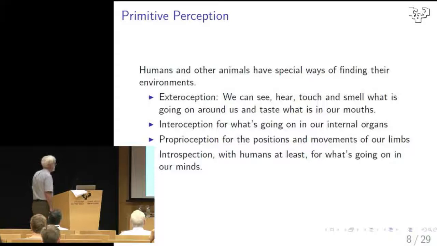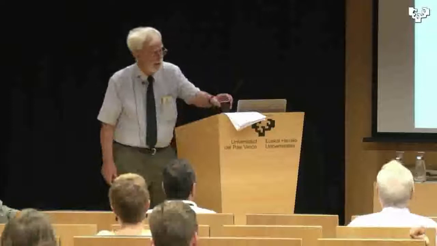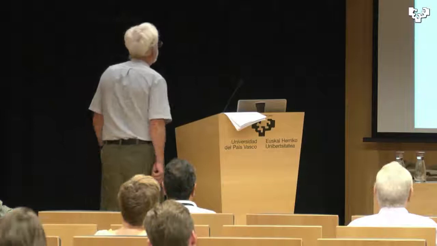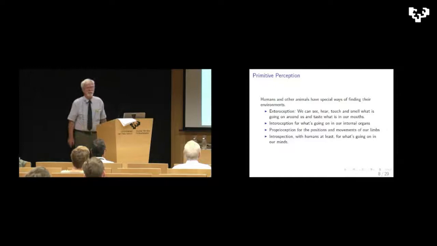Now I'm going to try to solve this problem by using some ideas from Dretske and teleosemantics, I think it's called. These ideas also go back to my book with John Barwise called Situations and Attitudes. Humans and other animals have special ways of finding out about their environments.